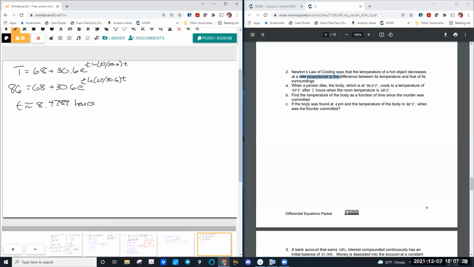Now, to answer question C, it says, what time was the murder committed? Well, it was about 8.5 hours before 4 p.m. So for us, that's around 7:30 a.m. Maybe we should say around because it's not exact. So that would be about the time that this person died. We want to make sure that we completely answer the question, not just solve the differential equation. Like I said, this is a really cool problem because it's a very quick, very nice real world example of how differential equations get used because we have an amount proportional to a rate.